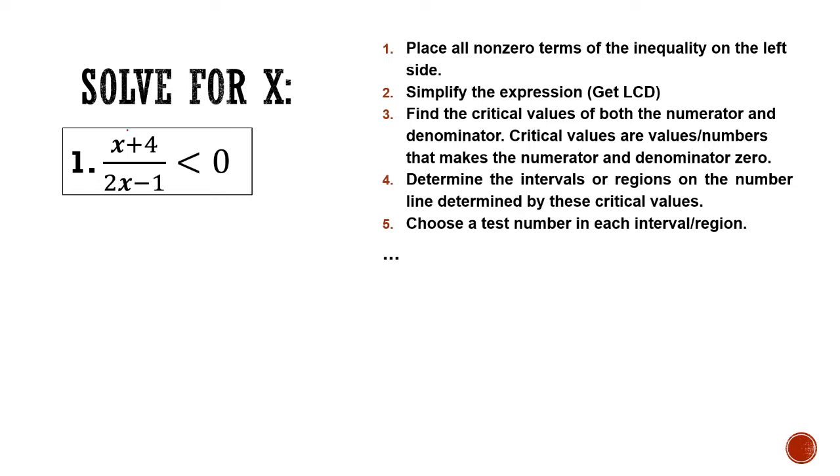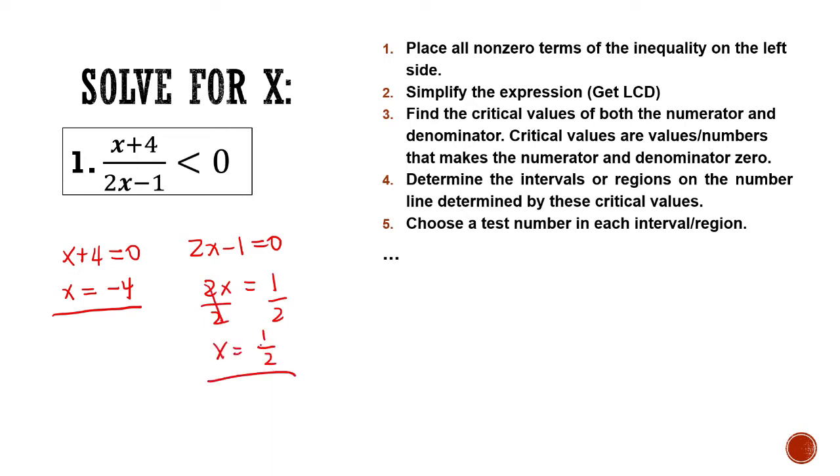So ano nga ba yung number na isa-substitute mo kay x sa numerator para maging 0 yung numerator? Well, actually, for us to get the critical value, we get the numerator, we equate it to 0, and solve for x. So negative 4 here is a critical value. Now we also get the denominator, we equate it to 0, and solve for x.